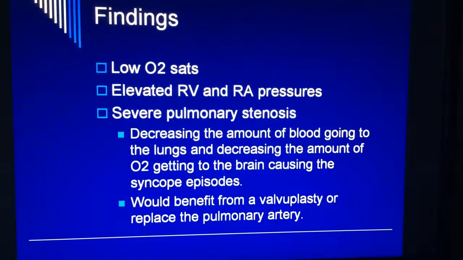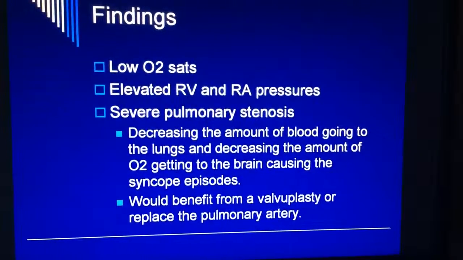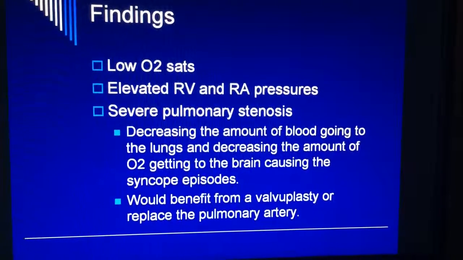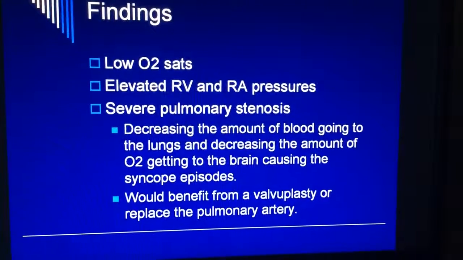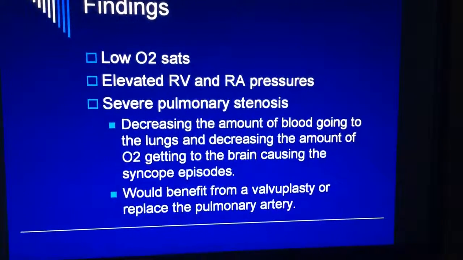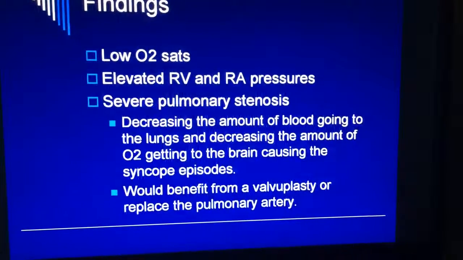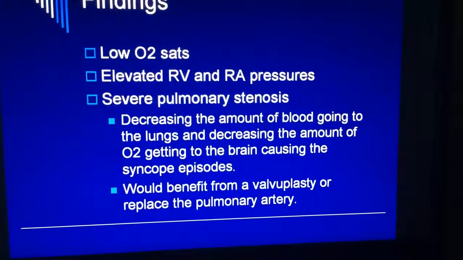Our findings were he had very low O2 sats, but he had elevated RV and RA pressures. The doctor determined that he had severe pulmonary stenosis, which was decreasing the amount of blood going to the lungs and decreasing the amount of O2 getting to the brain, causing his syncope episodes. We both agreed that he would benefit from either a valvuloplasty or a pulmonary artery replacement. The end.